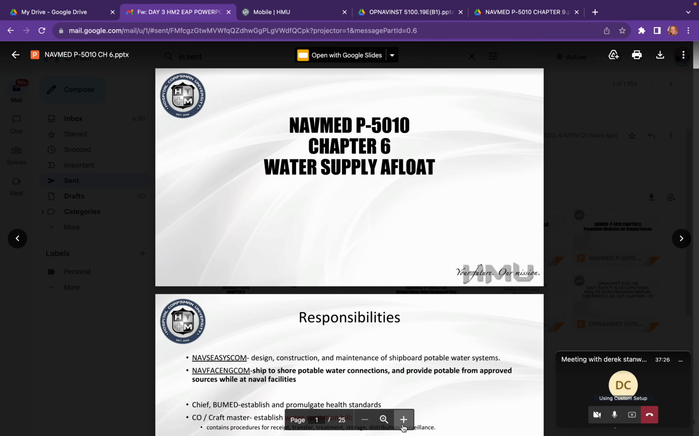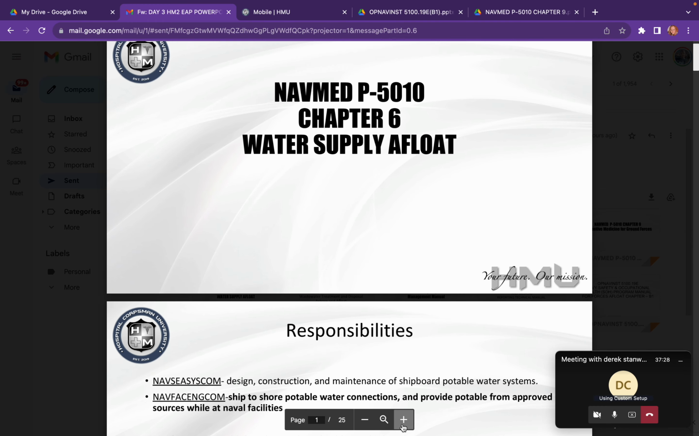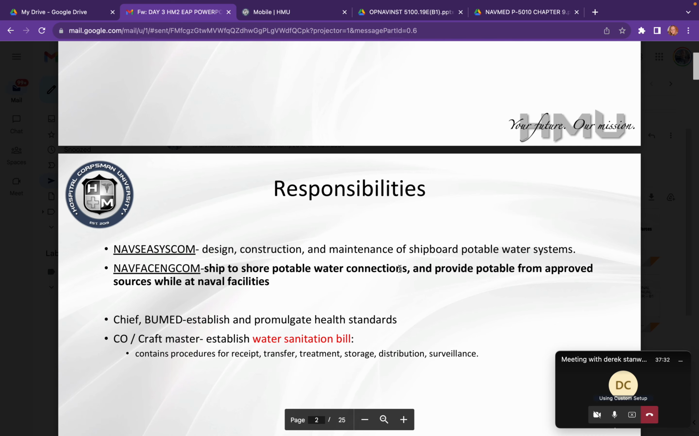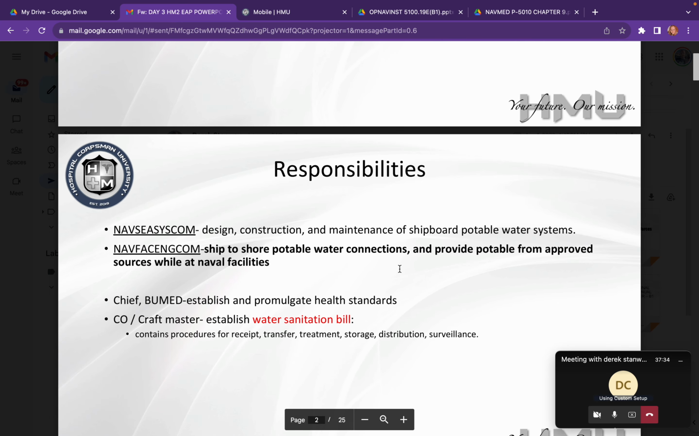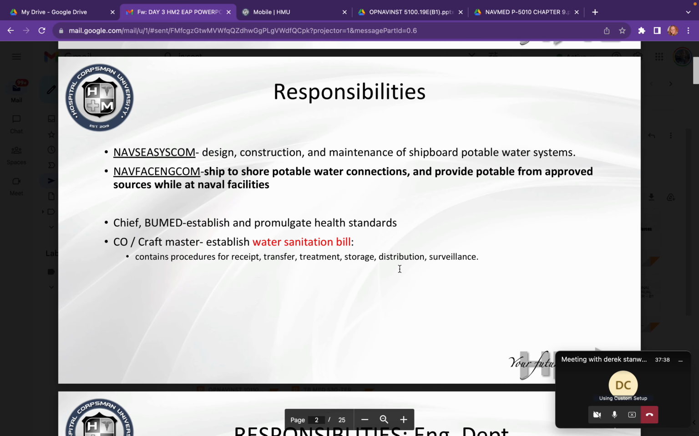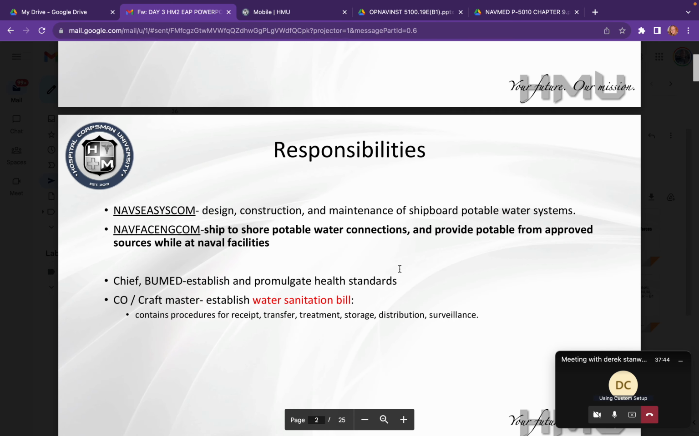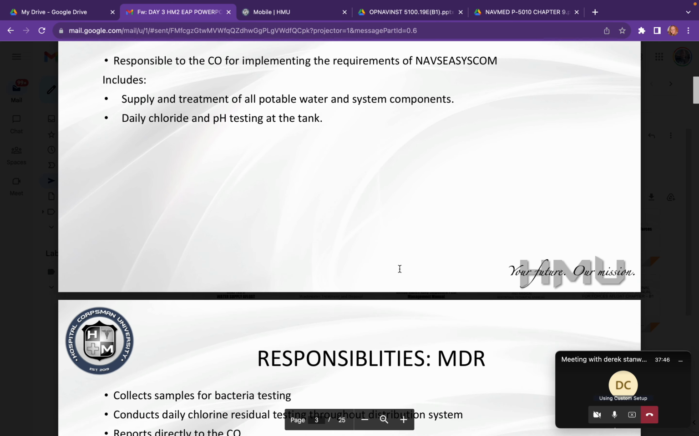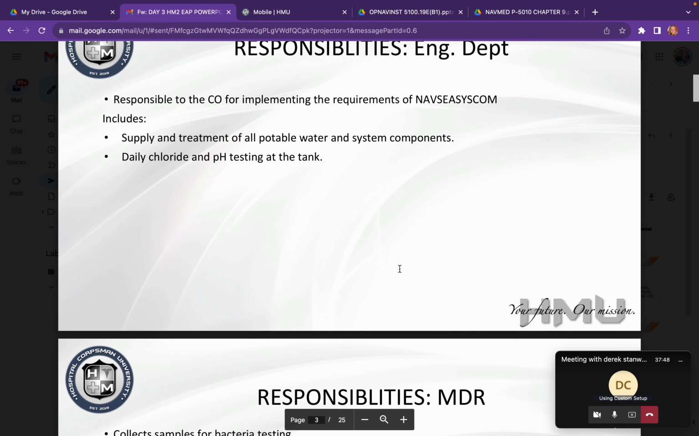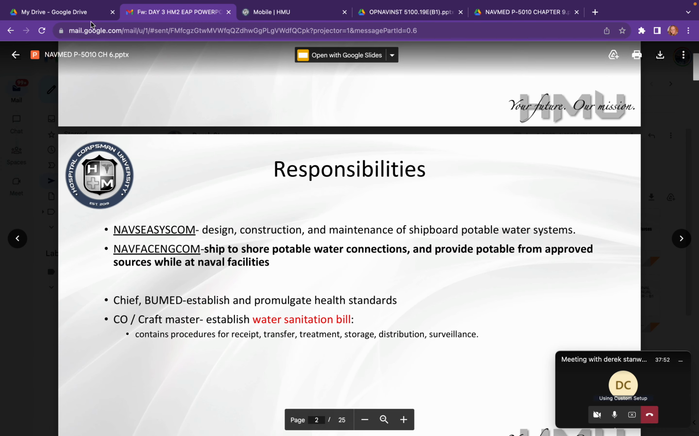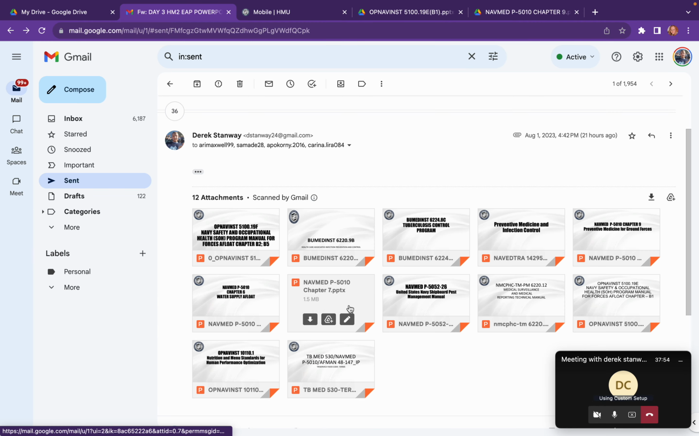Wastewater treatment and disposal, ashore and afloat. Make sure you know all the terms. Black water is human body waste. Gray water is ship generated wastewater, so just think sinks. Black water is your toilet water.